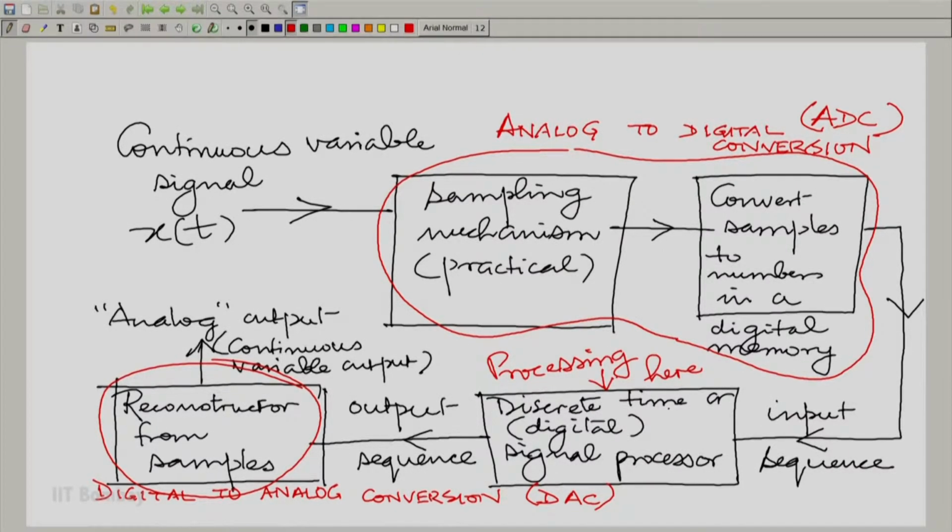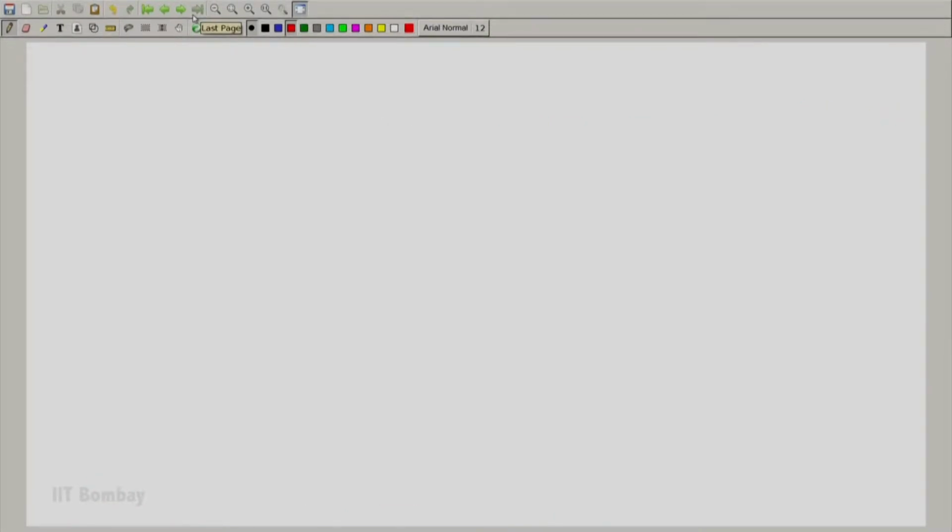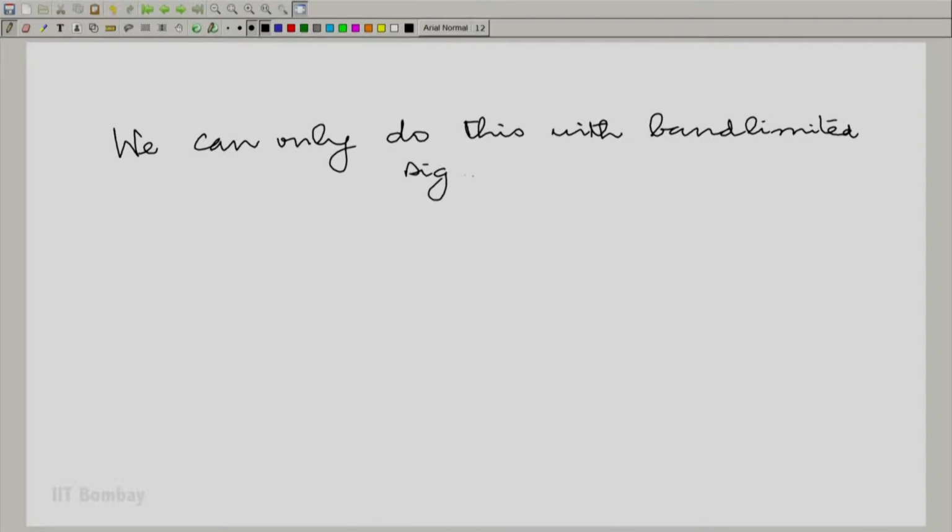Now, of course, all this assumes that you can keep fidelity in the system. That means, by doing all this business, you have not lost what you would originally want to do with the continuous time processor. So, of course, what would you assume then? What you would of course assume is that your signal is band limited. So, we can only do this with band limited signals.